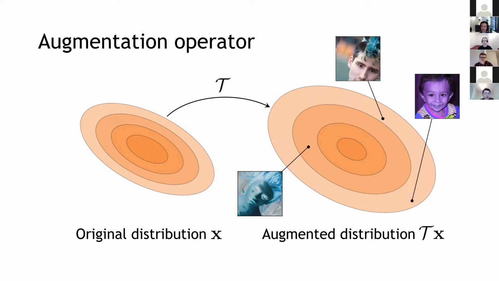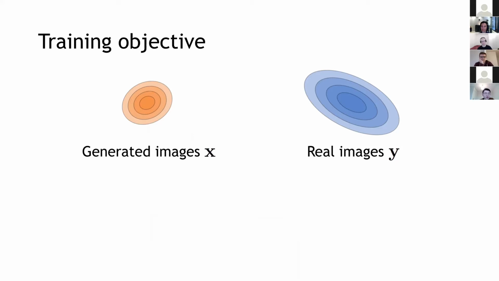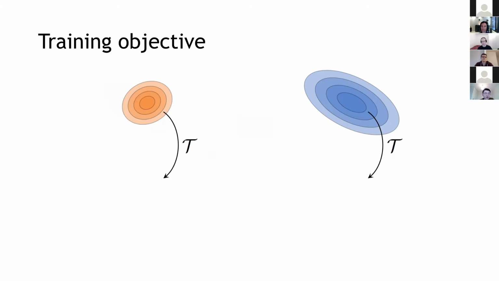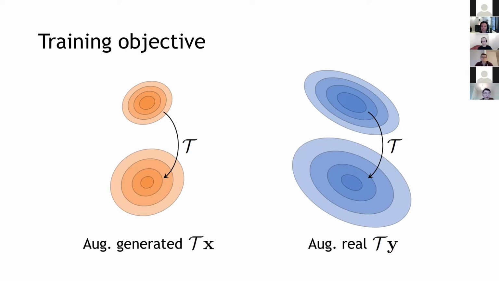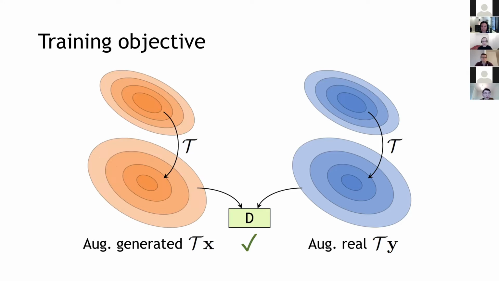During training, we are concerned with two distributions, generated images X and real images Y. And what's happening is that the discriminator is essentially comparing these two distributions and penalizing any discrepancies, which will gradually drive X to be more and more like Y. With augmentation, we are not only concerned with the original distributions, but also their augmented versions. And these are now the ones that the discriminator is looking at. It's driving Tx to match Ty. And of course, as a side effect, we want X to also be driven toward Y.